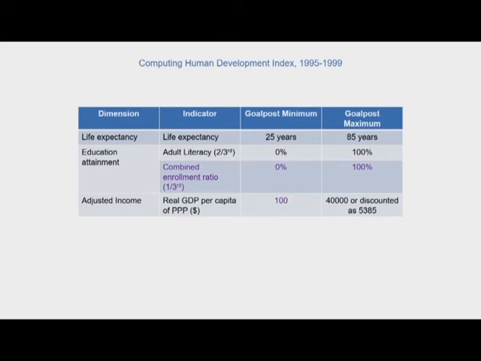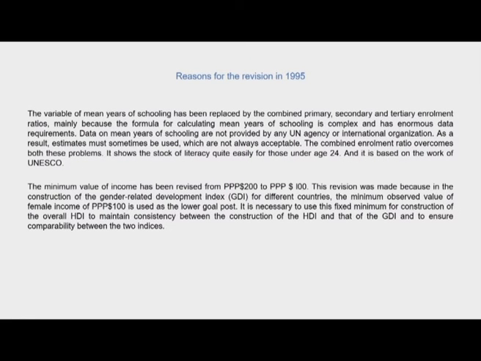So, these are the list of dimensions and indicators. The goalposts remained the same. There was no change in the goalposts, and the goalposts remained the same from 1995 to 1999. The only change here is the combined enrollment ratio, and the goalpost was 0% and 100% here. So, these are the reasons for the revision in 1995. The variable of mean years of schooling was replaced by the combined primary, secondary and tertiary enrollment ratios, mainly because the formula for calculating mean years of schooling is complex and has enormous data requirements, and data on mean years of schooling are not provided by any UN agency or international organization.